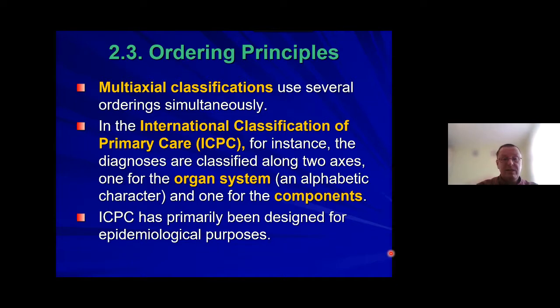So in multi-axis classification, it's obvious that several ordering principles will be used simultaneously. And we have, for example, ICPC, the International Classification of Primary Care. In this, for instance, diagnoses are classified along two axes, one for organ system with an alphabetic character and one for components. And we see the system was designed for epidemiological purposes.